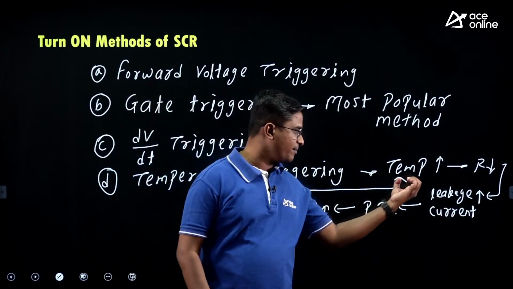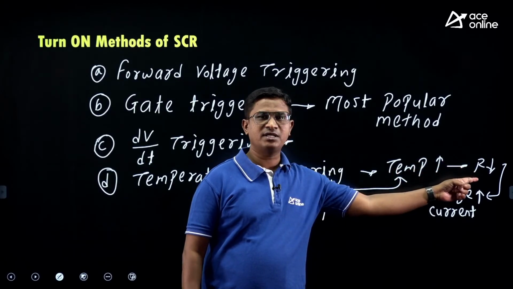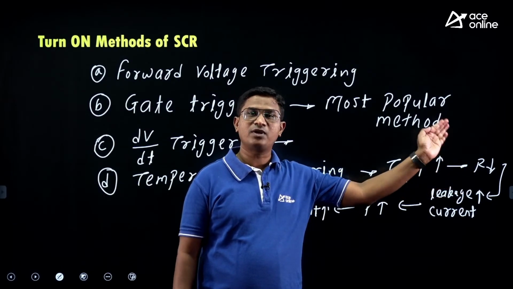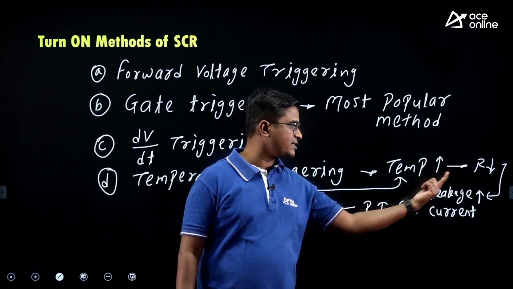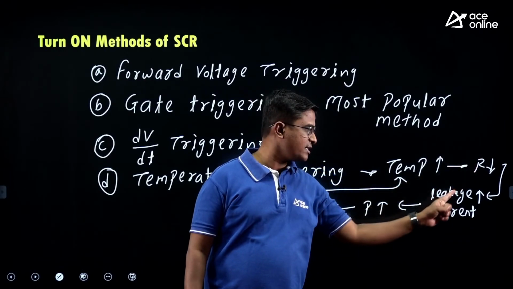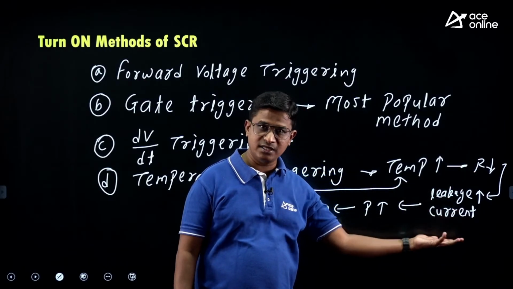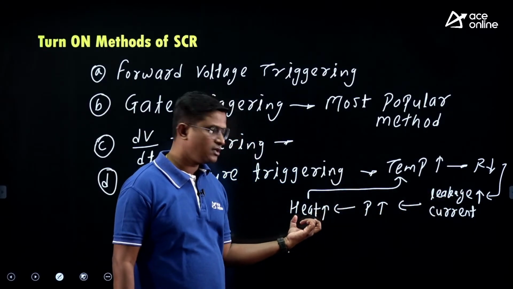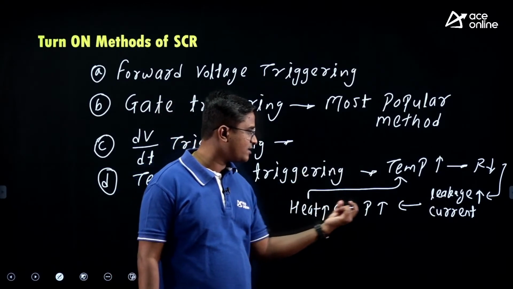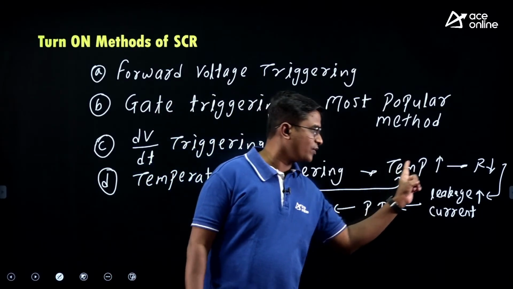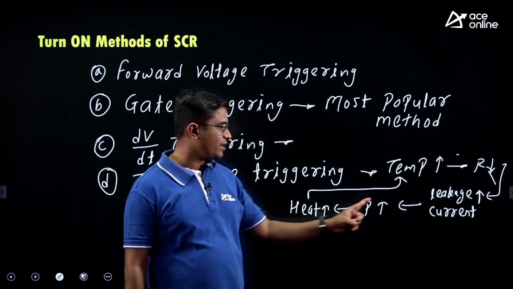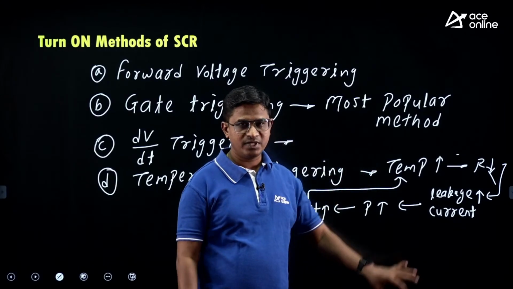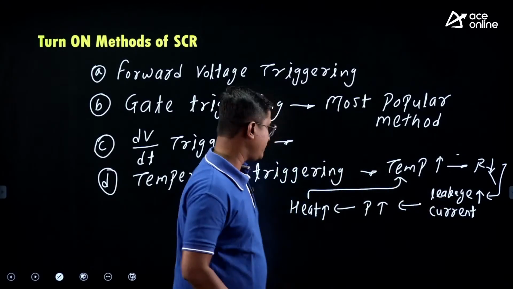I am saying as temperature increases, the resistance of the device decreases, because your SCR is having a negative temperature coefficient. Resistance decreases means leakage current flowing through the device increases. More the leakage current, more power loss. More power loss causes more heat generation. More heat generation will further increase the device temperature. So your device will enter into this loop, and your device current increases from leakage value to the finite value, that is a high value. Like this your device will turn on.